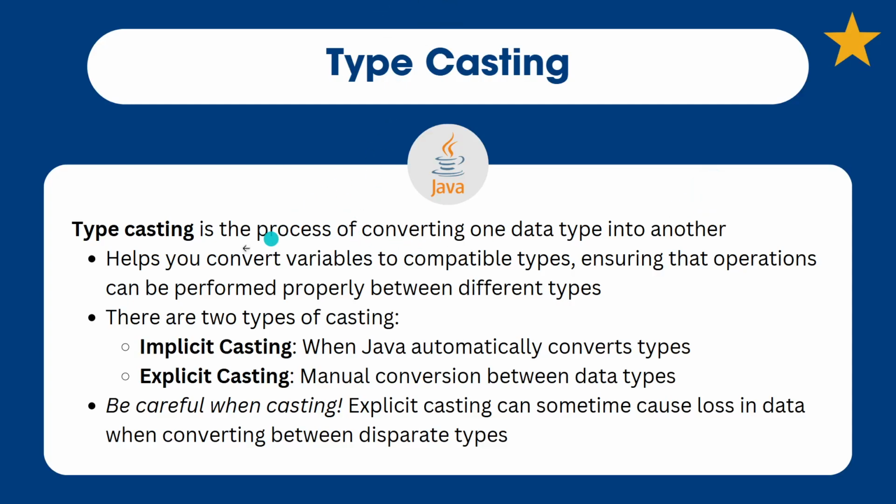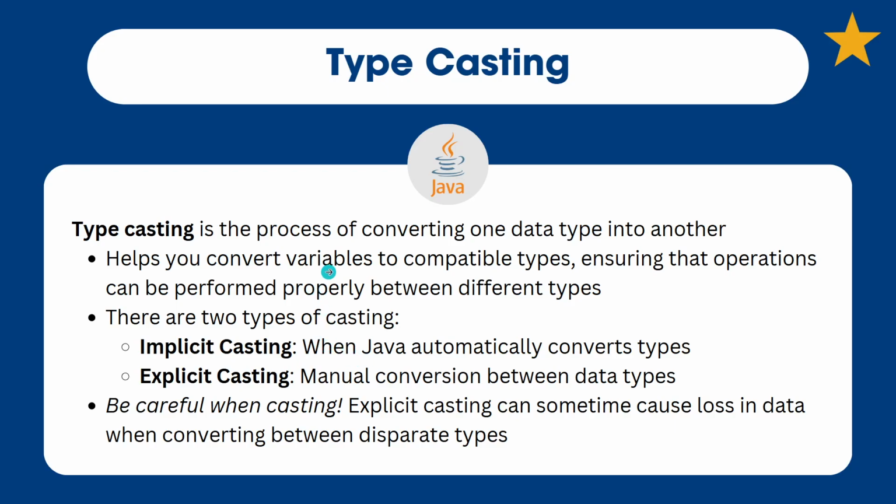So what is typecasting? It's the process of converting one data type into another. So it helps you convert variables to compatible types, ensuring that operations can be performed properly between different data types. So there are two types of casting. There's implicit casting. That's when Java automatically does it for you.